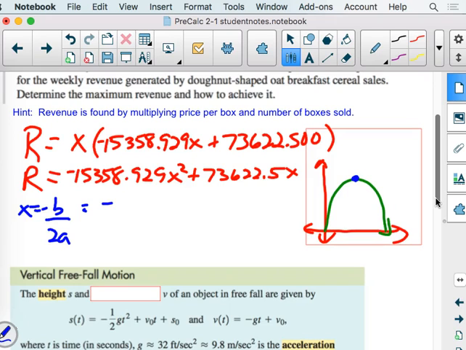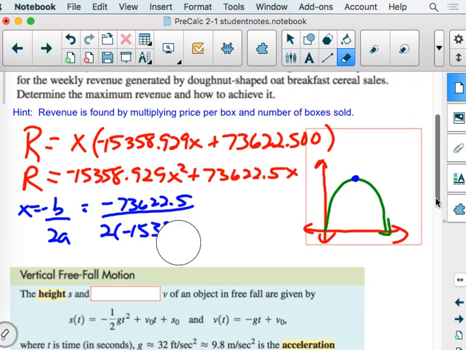So negative, and I look at this and realize I've got ax squared plus bx, c is 0. I don't have a c back there, and that would make sense because if they're not selling any boxes, they're not going to make any money. So 0, 0 would be on that graph. So this would be negative 73622.5 divided by 2 times negative 15358.929. And that would give us our x coordinate for that revenue.